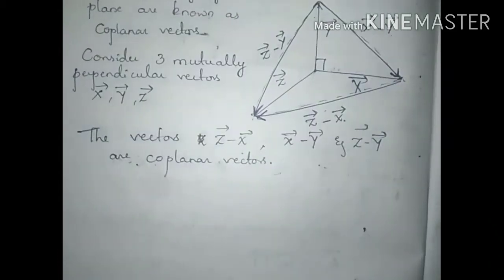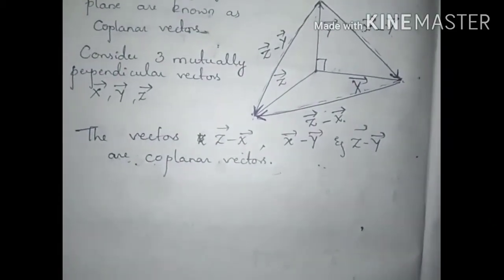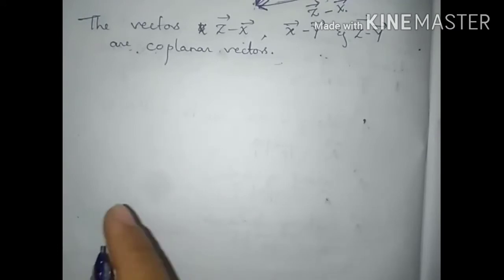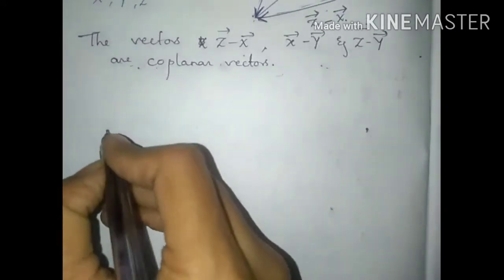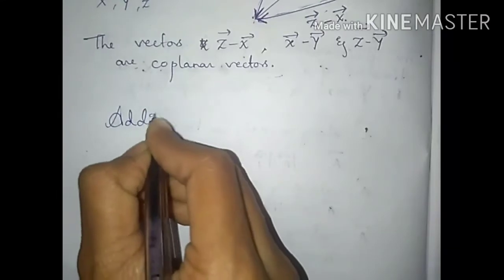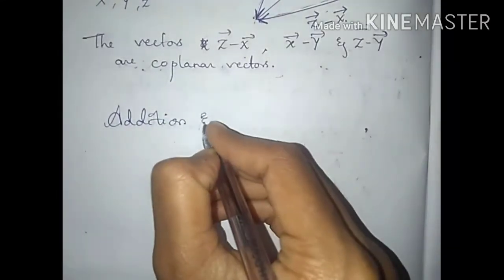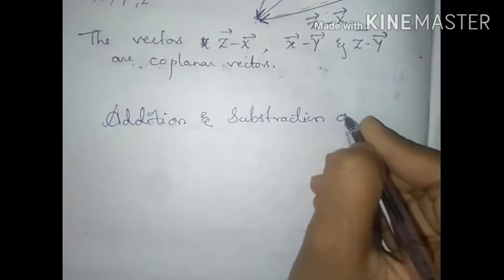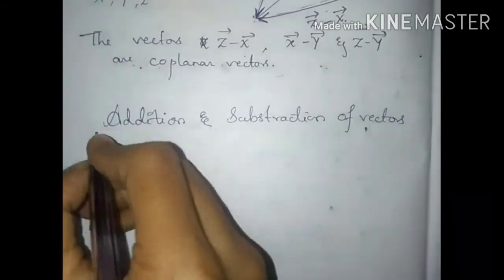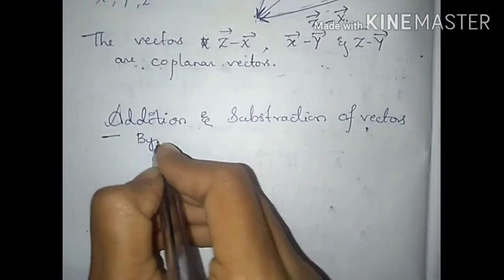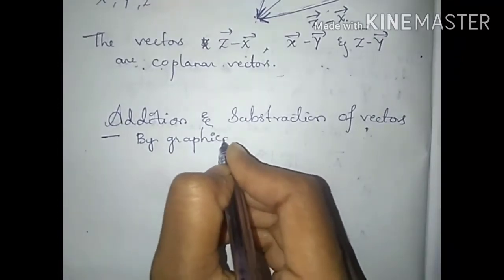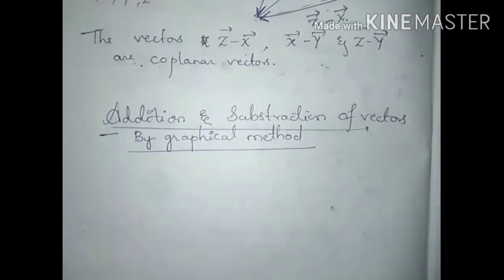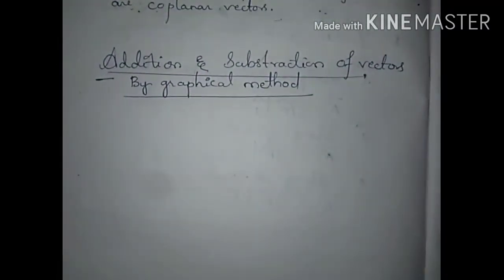So in the last class you have learned about the coplanar vectors. In this lecture let us try to understand the addition and subtraction of vectors by graphical method. So this is another concept in this chapter.